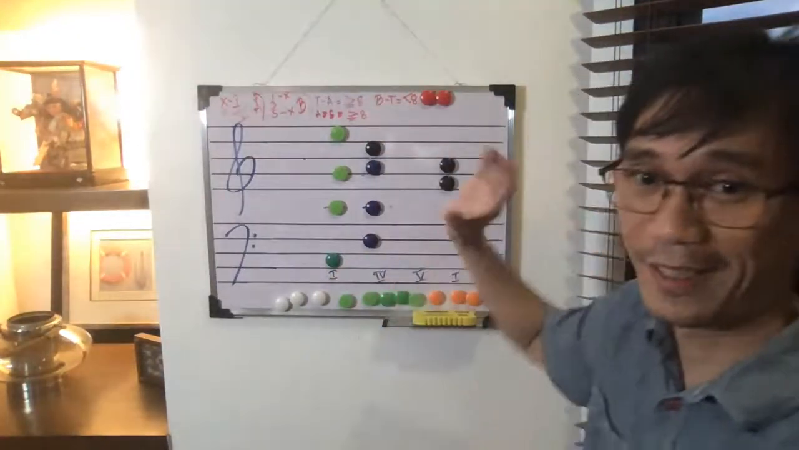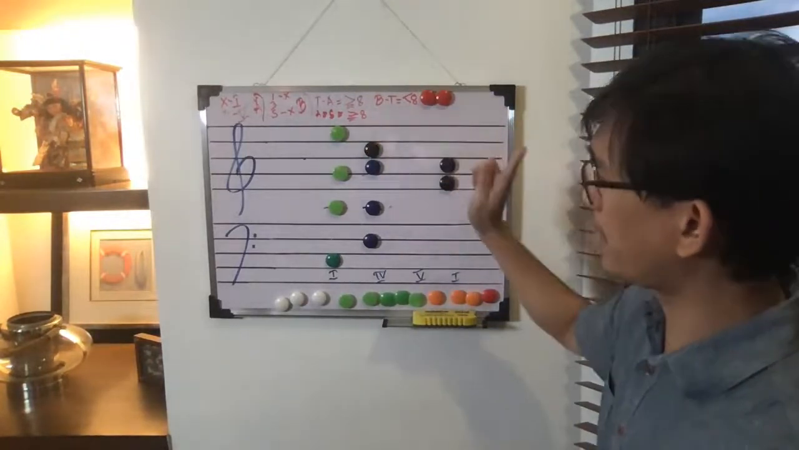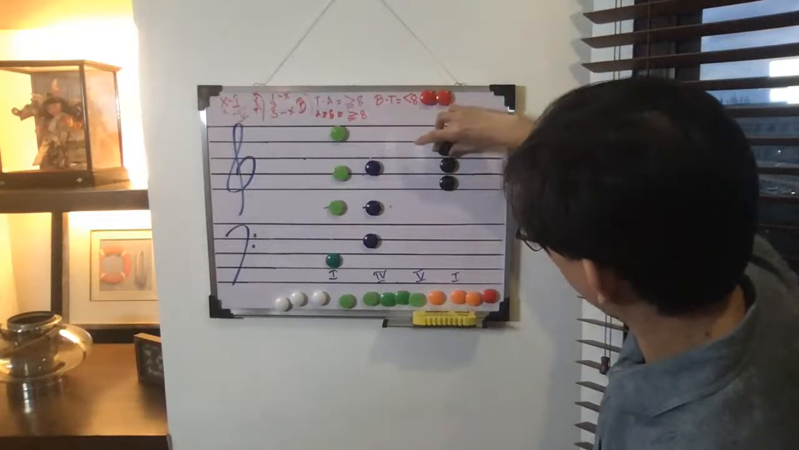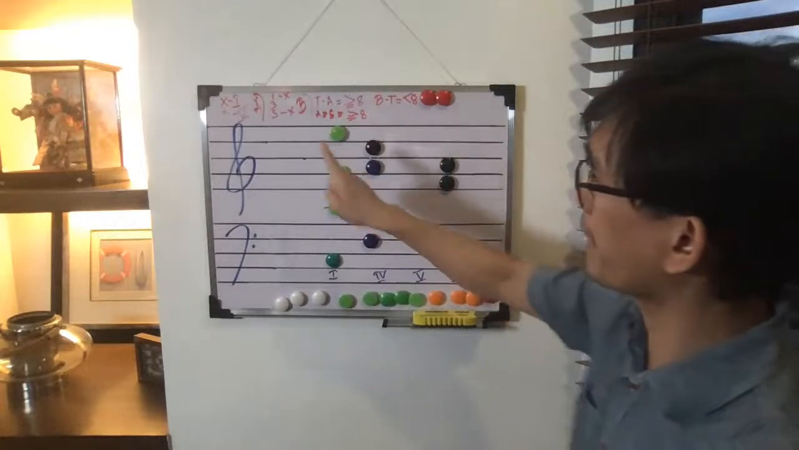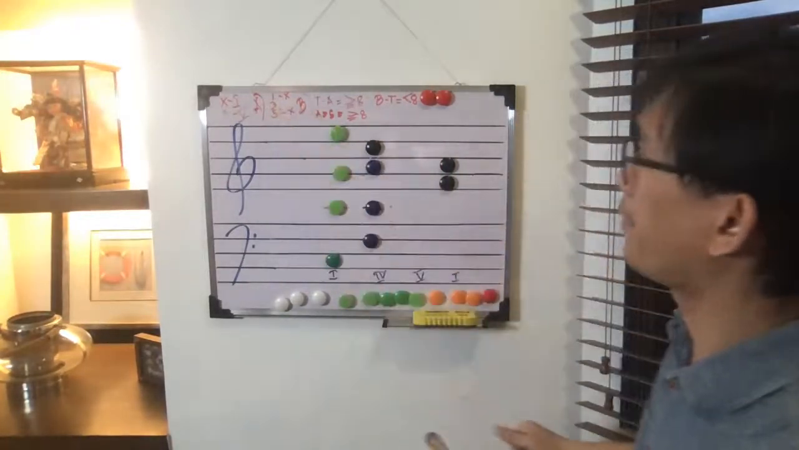Yes, very good. You move down only to C. And what did we double now? It's the fifth. The fifth of the chord was doubled. So remember, you can double the tonic, you can double the fifth, but never the third.